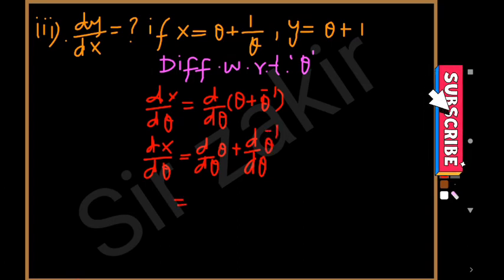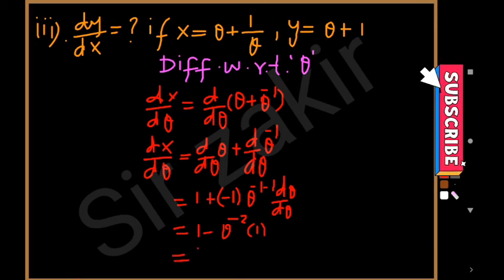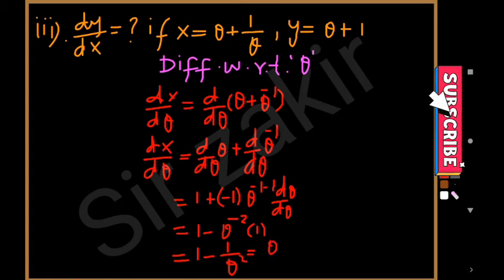d theta by d theta is 1, plus here we bring power in the beginning and then power minus 1, and without power, derivative of theta will obviously be 1. It is 1 minus theta power minus 1 make minus 2, and this is 1. So it can be written 1 minus 1 by theta square, and after taking LCM it is theta square minus 1 by theta square.